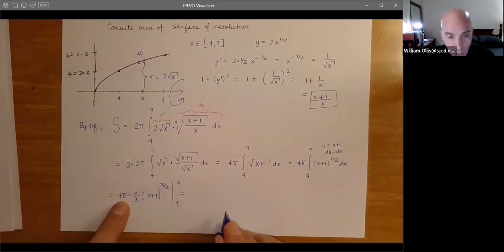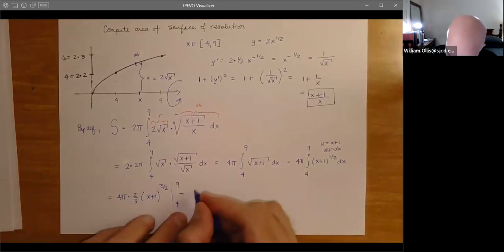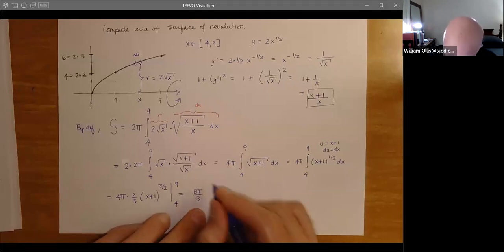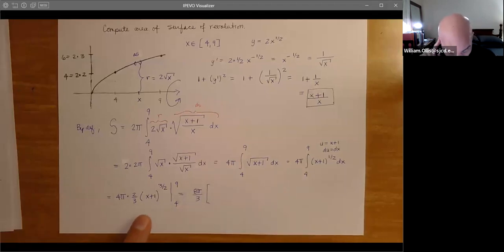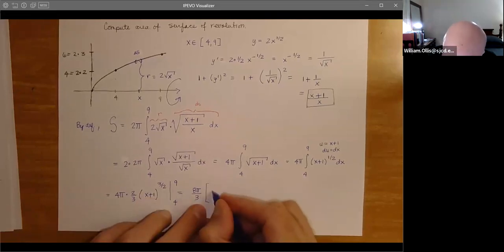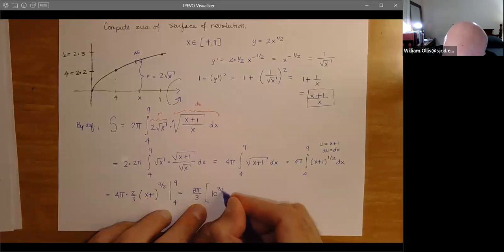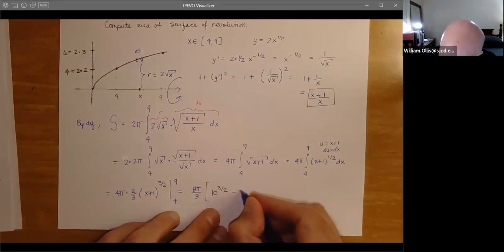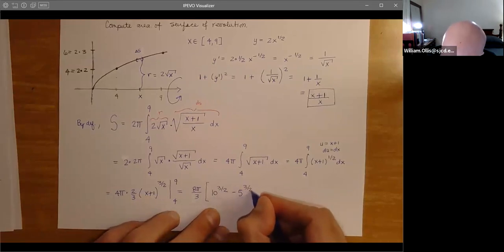So now, of course, the 2 times the 4 will give us 8, so we get 8 pi over 3. And now we substitute the 9, so that'll be a 9 plus a 1, so that's a 10 to the 3/2. And then we substitute the 4. 4 plus 1 is a 5, so very simple.